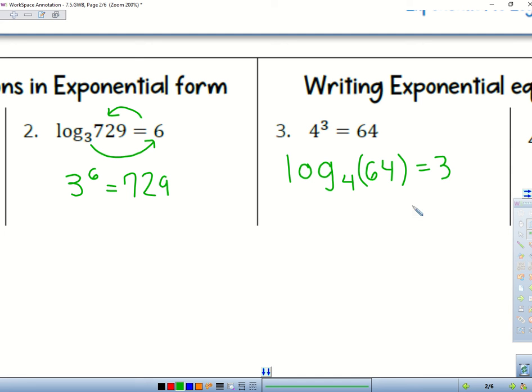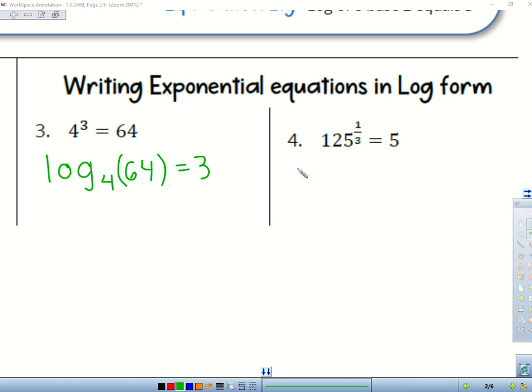So you see you can transfer back from one form to the other. Now, you're not doing anything right now. We're just learning how to transform. Okay, this is a tool for solving, but first you have to understand how they go from one to the next. And then lastly, we have log base 125 of 5 is equal to 1/3. So everybody at least have an understanding of how we go from one to the other now. Okay.